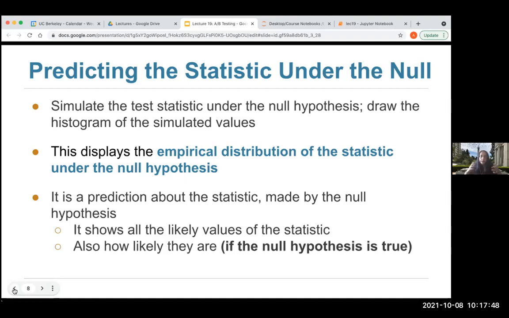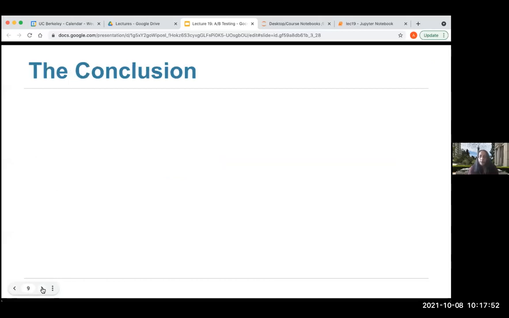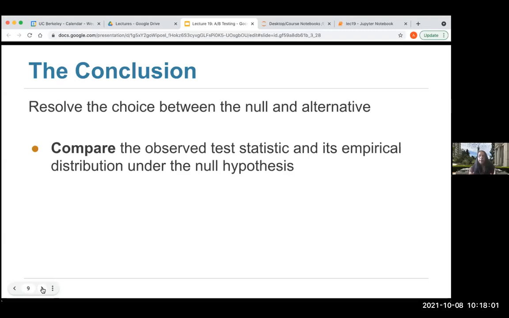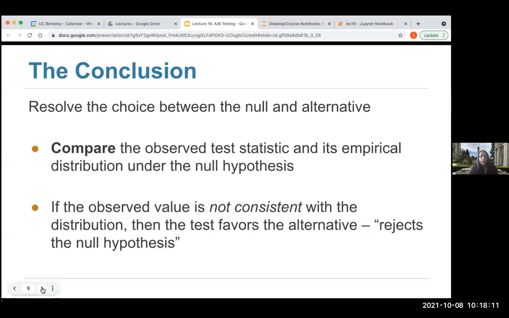Okay, so that is essentially a mind game. It's a prediction made by a mind game. And now you actually have to make a decision. So you've made your prediction, and now you have to see how it stacks up. So you have to compare what you actually got as the statistic, which is the observed statistic, from your sample, that's your data, and you compare it with the prediction, and then you decide whether it's consistent or not.